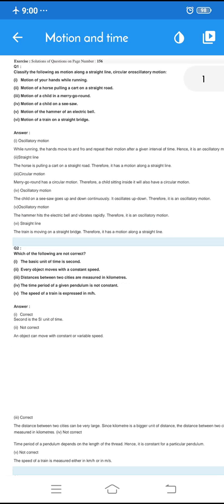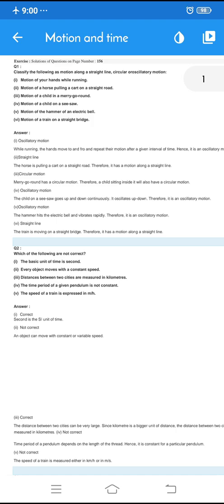Question number 1. Classify the following motion along a straight line, circular or oscillatory motion. So here some of the motions have been given. You have to classify them as oscillatory motion, circular motion or straight line motion. Let me read now. The first one is motion of your hands while running. See the motion of your hands while running.